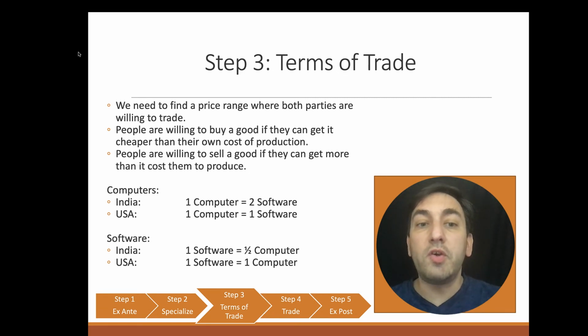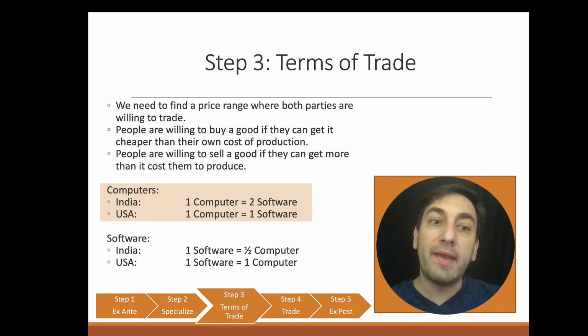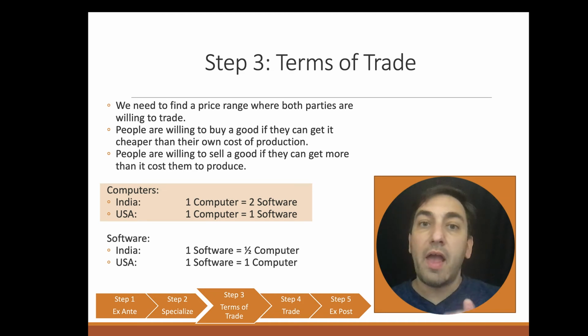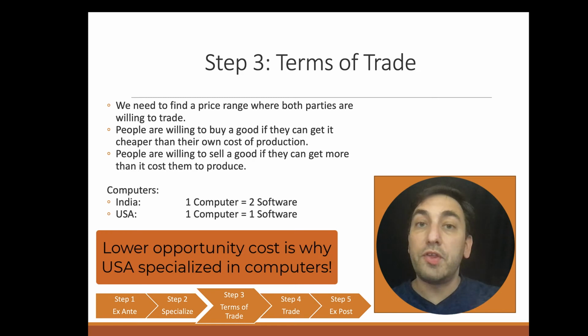So what we're going to do here is look at each country's opportunity costs. When we look at the opportunity cost of computers, every time India makes a computer, they're giving up the opportunity to make 2 pieces of software. Every time the United States makes a computer, they give up 1 piece of software. So who has the lower opportunity cost? The USA has the lower opportunity cost in computers.